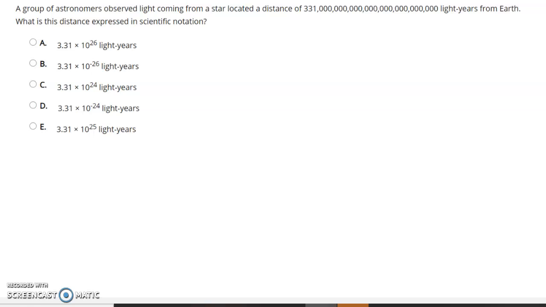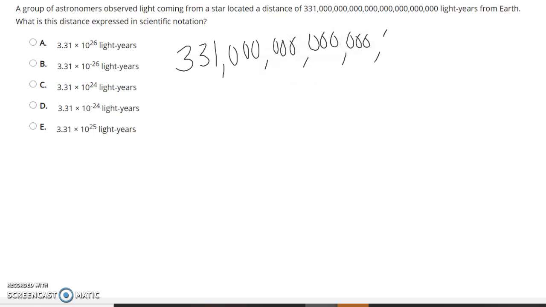So here we actually have 3, 6, 9, 12, 15, 18, 21, 24 zeros in this number. So I'm going to rewrite this. 2, 3. All right, and now we're going to show how we move our decimals.